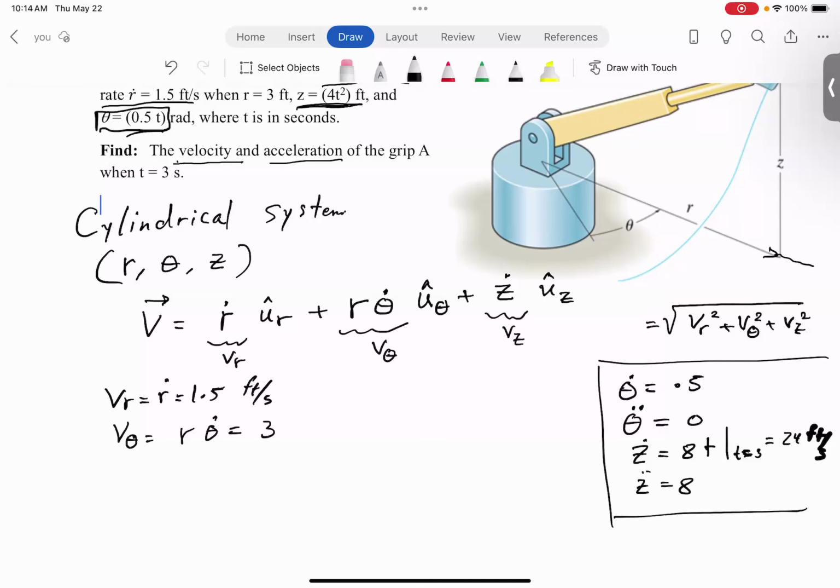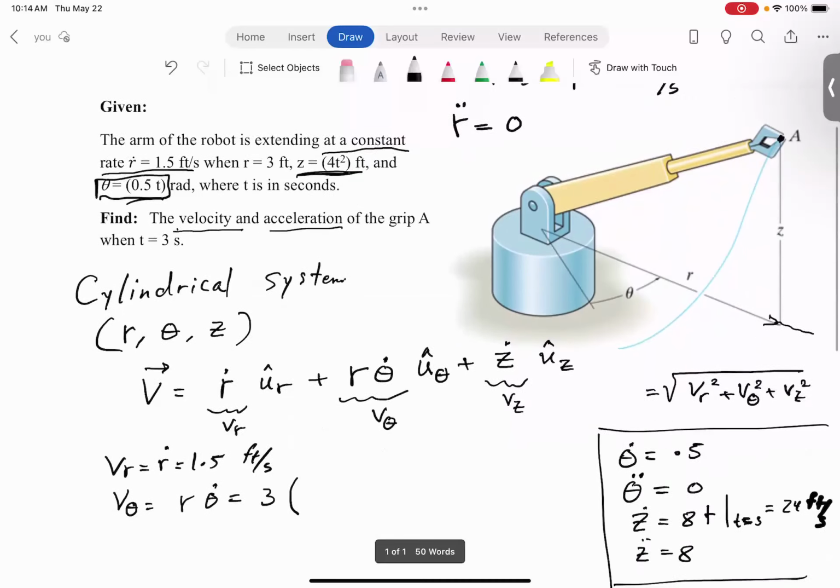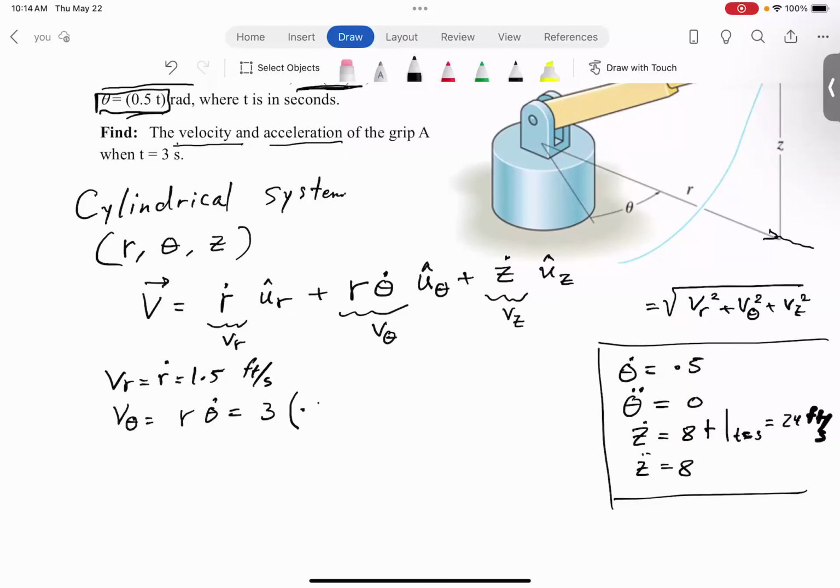And theta dot is right here, actually, it's 0.5. So that would be 1.5, and look at the unit, by the way. This is feet, this is radians per second, right? So actually it becomes feet radians per second, but remember radian is dimensionless. So that would be 1.5 feet per second. So both, and then I forgot the z dot. So z dot actually happens to be 24 feet per second.